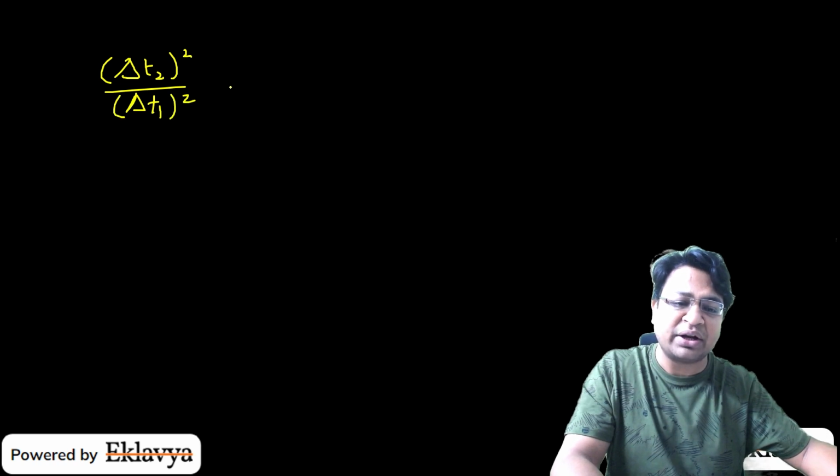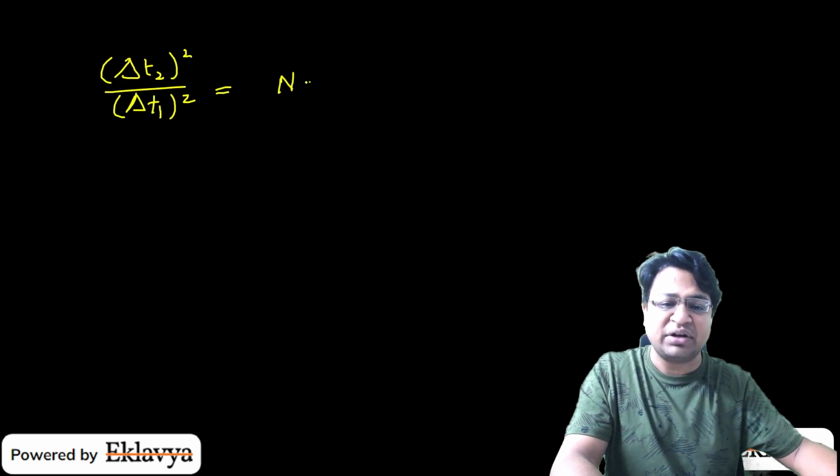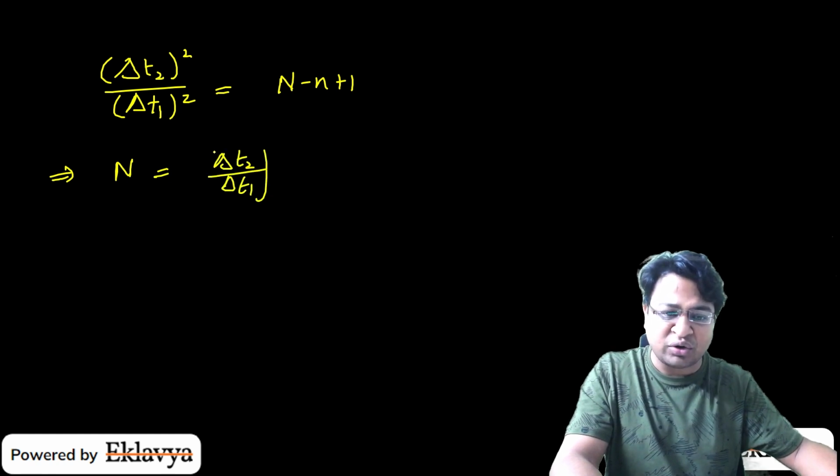So if I do delta T2 square divided by delta T1 square, we will get this: half A will get cancelled, L will get cancelled, and we will get N minus n plus 1. In other words, the value of capital N can be written as (delta T2 by delta T1) whole square plus n minus 1.